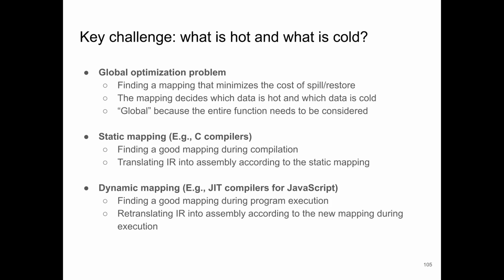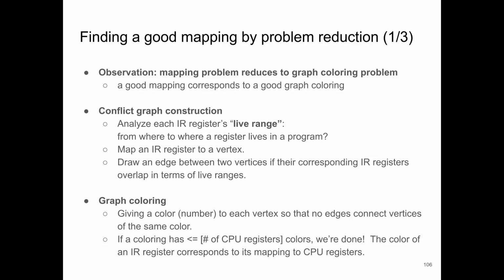Okay, so we are going to focus on static mapping because we are building a C compiler. For a C compiler, we need to find a good mapping before execution, during the compilation. And the key observation for finding such a good mapping is that the mapping problem can be reduced to the graph coloring problem. In other words, a good mapping corresponds to a good graph coloring inside a graph, basically. So let me explain briefly about this graph coloring.